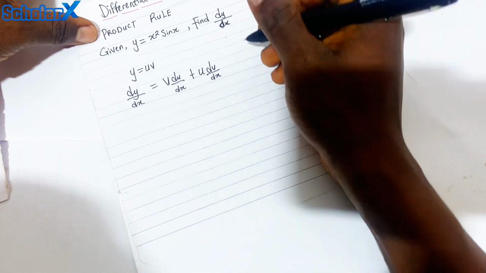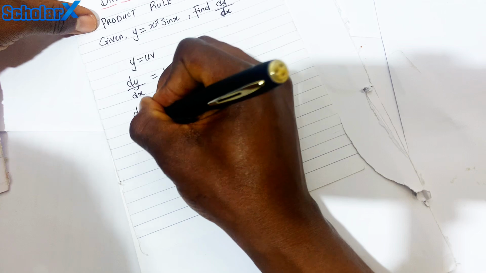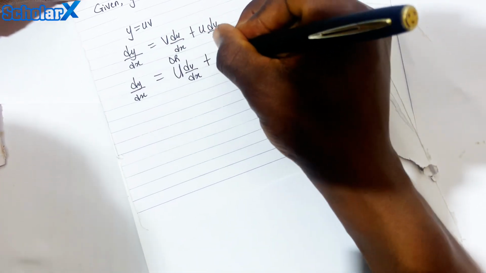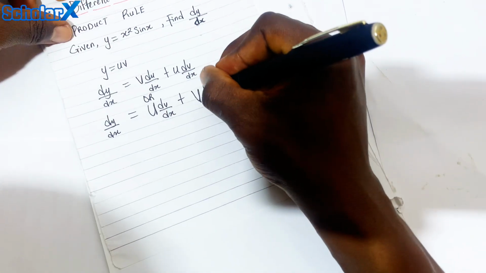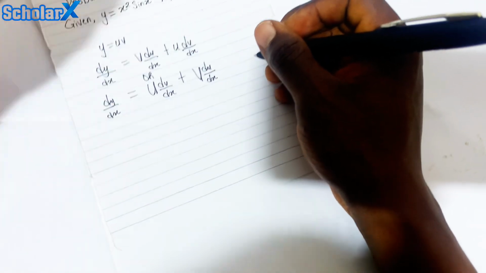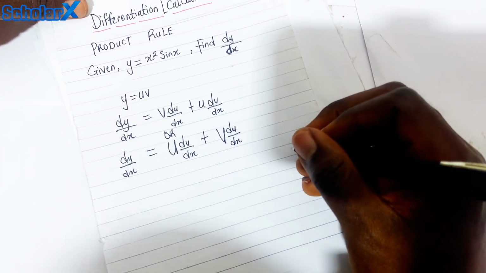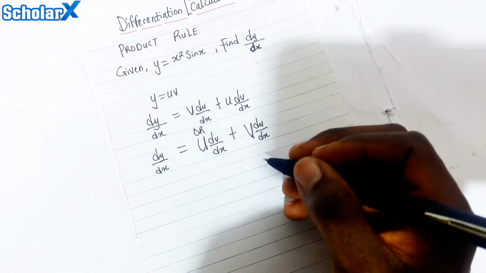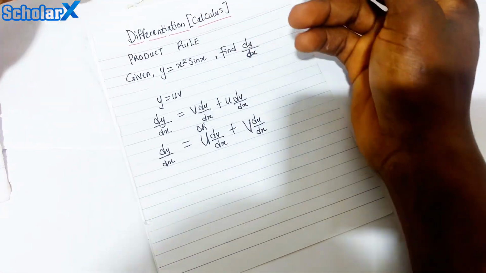Now I'm going to explain how we get this. Some people also use dy/dx is equal to u dv/dx plus v du/dx. Some people also use this. Something you have to know is that these are products. So what am I going to say? I'm going to say let u be equal to one thing and then v be equal to something.